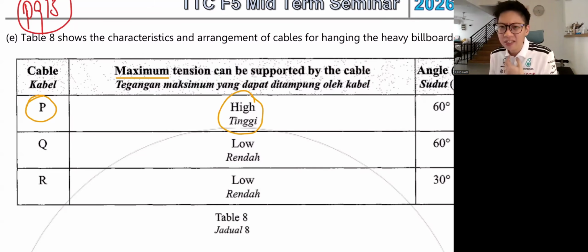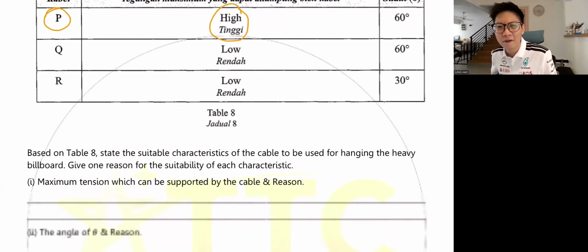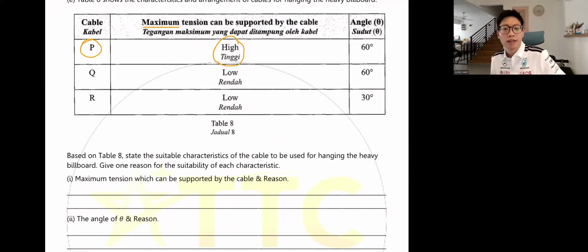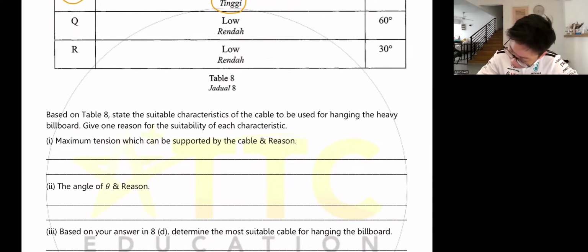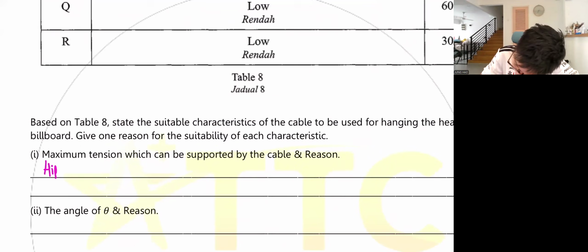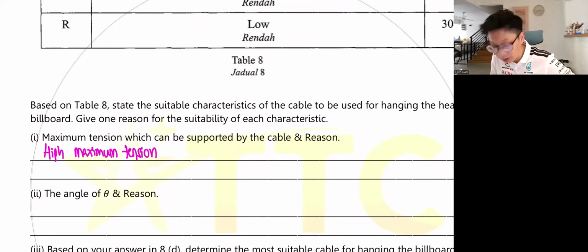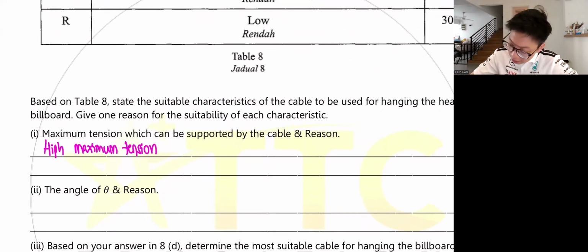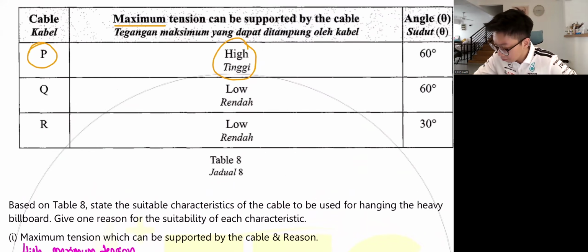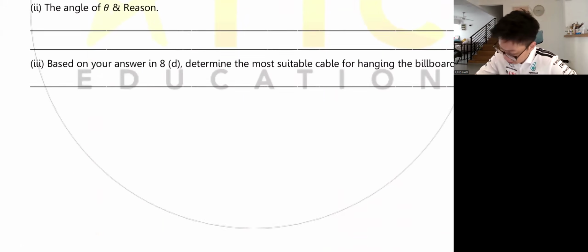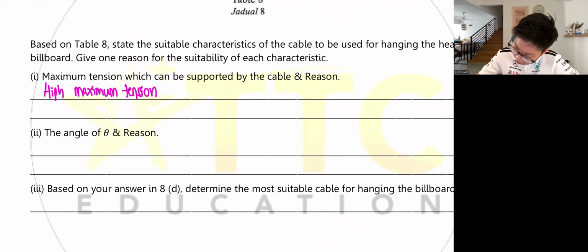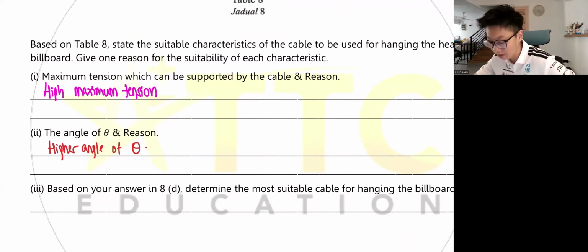It's a very obvious kind of thing. So P lo. Now the maximum tension, we will say high maximum tension, which can be supported by the cable. Then after that, the angle 60 degree, right? We'll say higher angle of theta. Now how are we going to explain this?